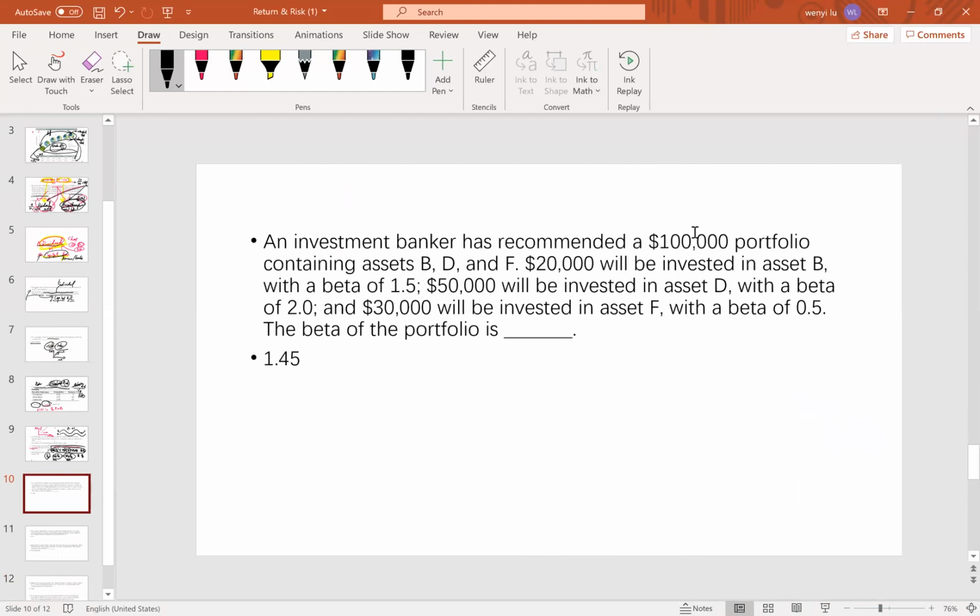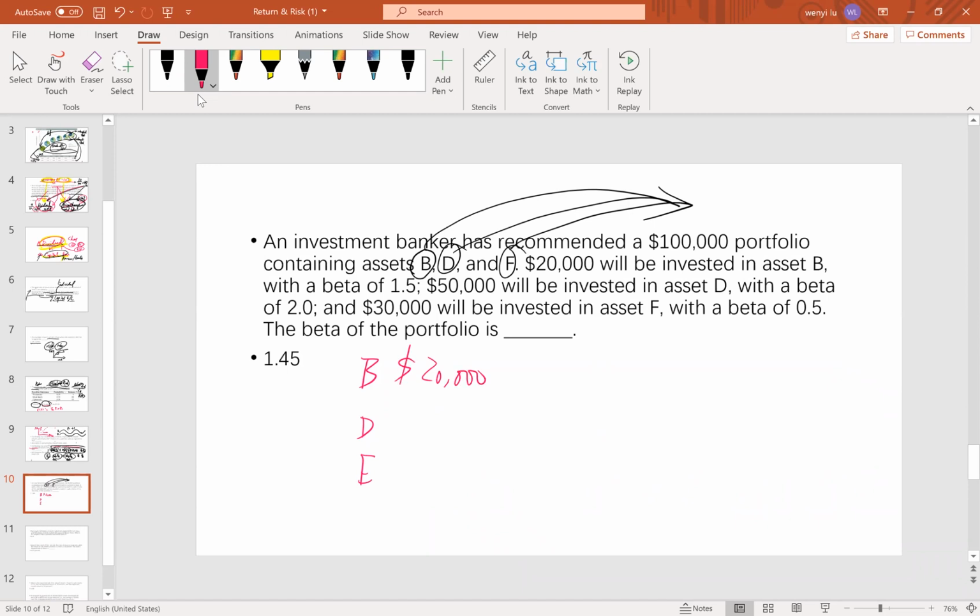So let's say some questions to solve. An investment banker has recommended a $100,000 portfolio with three assets in it: B, D, and F. How much in the B? B is 20,000 dollars, and B's beta is equal to 1.5.